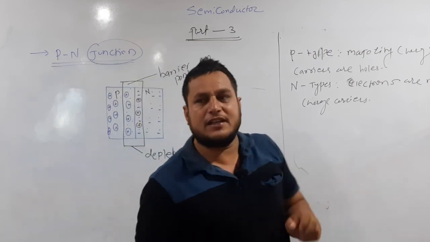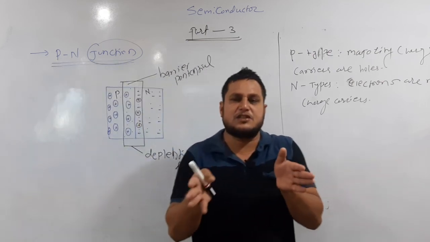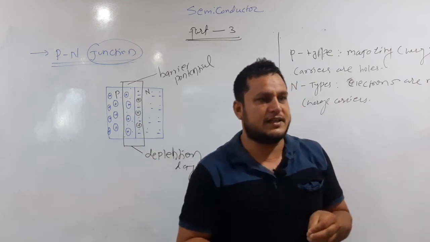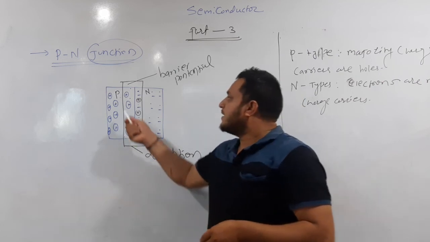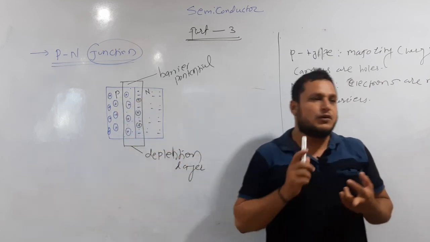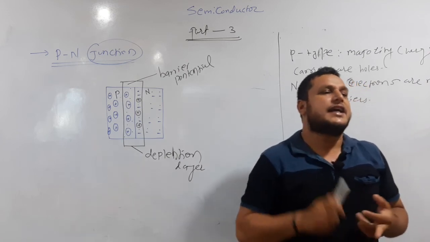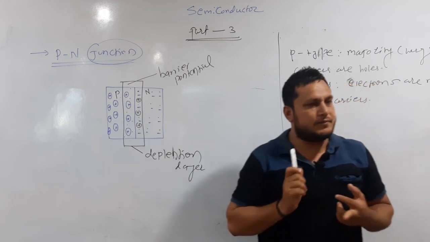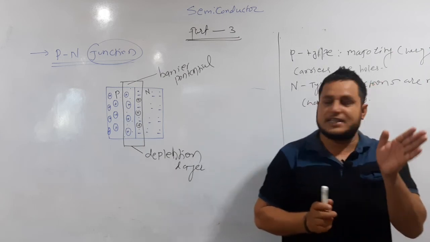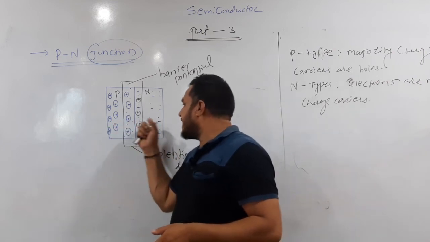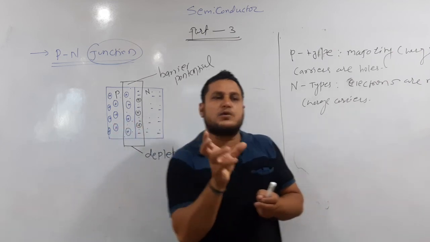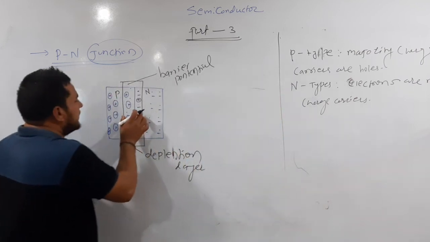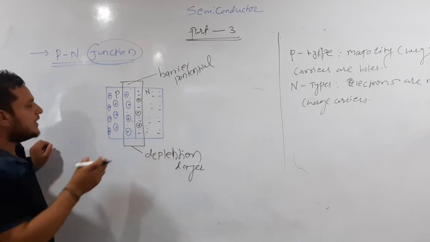When these two semiconductors come together or are fused together, that is called a junction. That is called what? Junction. In a p type, we know the holes are the majority charge carriers. In the n region, or n type semiconductor, electrons are the majority charge carriers. So these are opposite in nature, holes and electrons. Due to that opposite nature, they come together and attract each other.